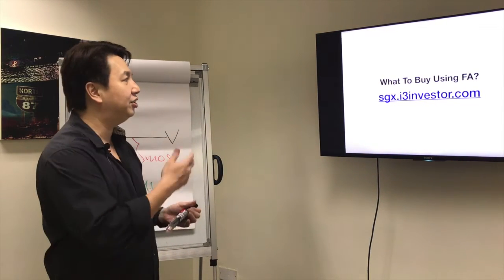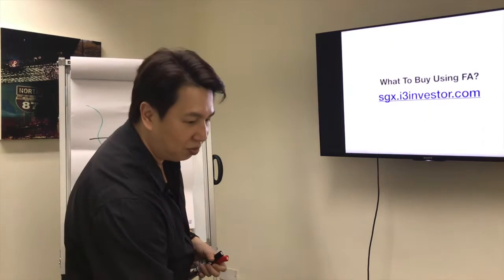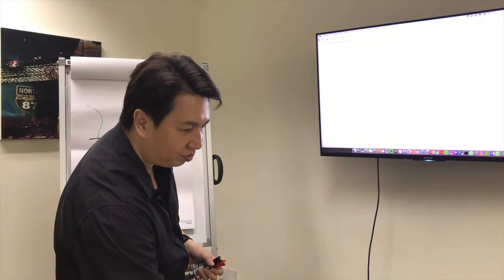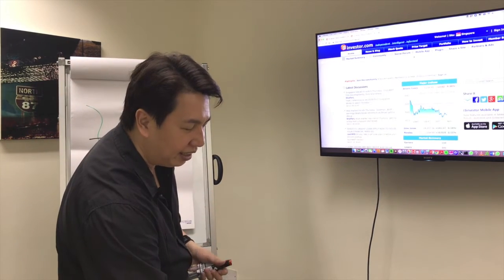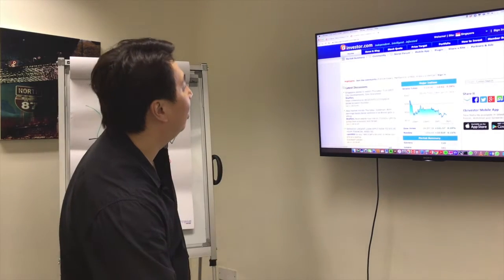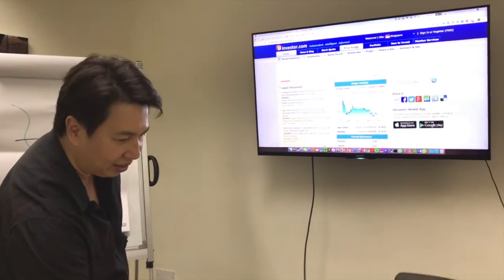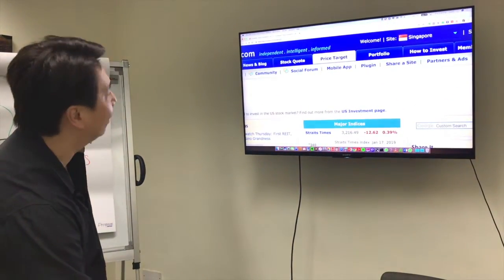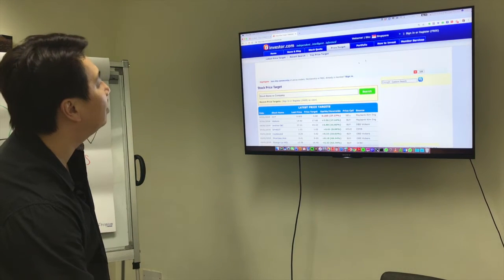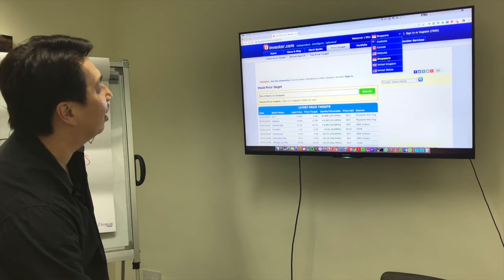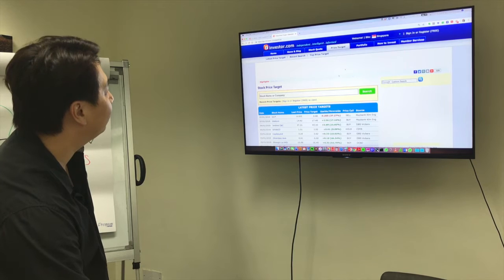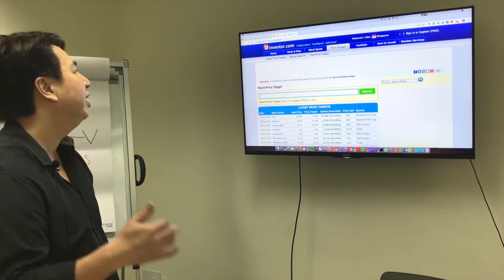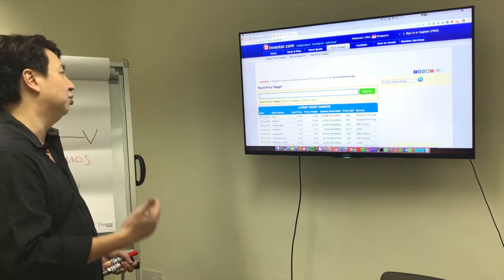sgx.i3investor.com. You go to this website, and under this place, can you see price target? Go to price target. This is for Singapore stocks. Of course, you can go to other countries, but this one's for Singapore. You can key in whatever stocks you want to research on.